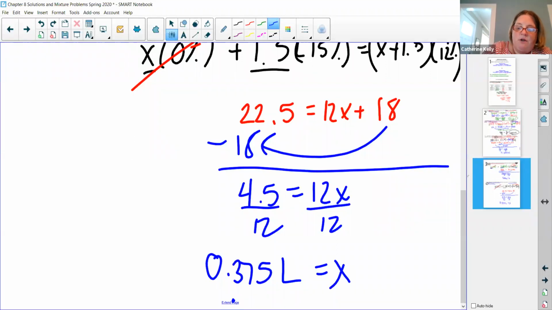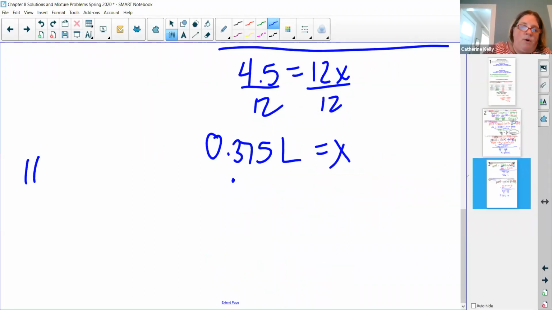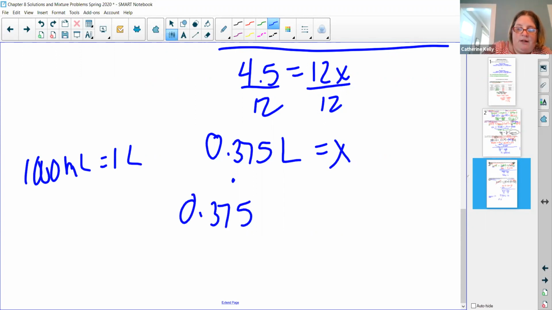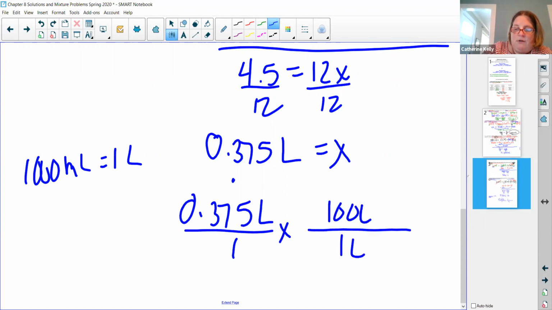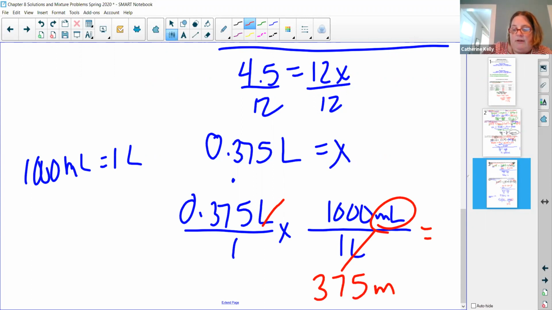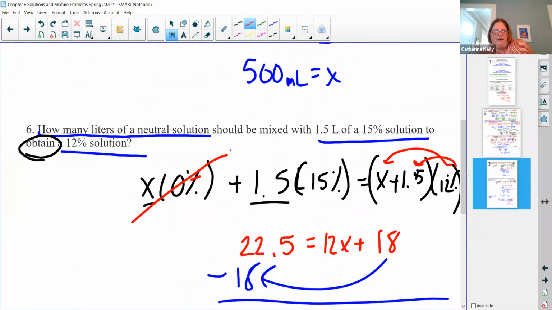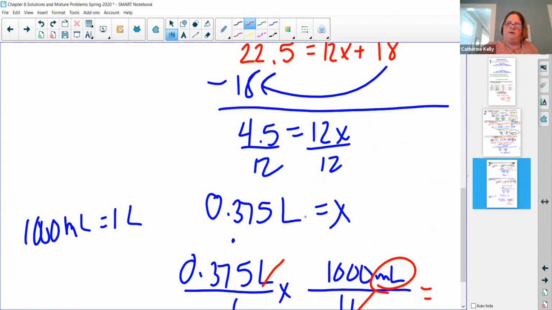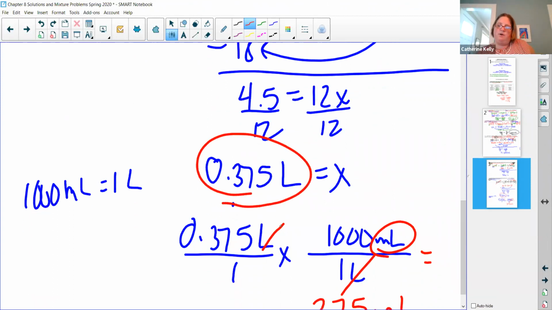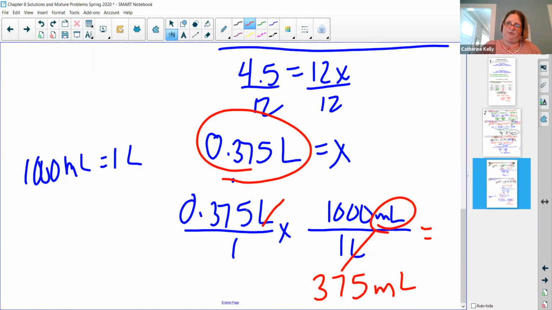If they ask for it in milliliters, remember liters to milliliters, there are 1,000 milliliters equals 1 liter. So I could do 0.375 liters times 1,000 milliliters per 1 liter. When I cancel out my liters, then it'll be left in milliliters. So I can say also it's 375 milliliters. If it didn't say how many milliliters, did it? No, it says how many liters. So they're asking for this one. But if it asks for how many milliliters, you would go on and get the milliliters. All right, good luck.